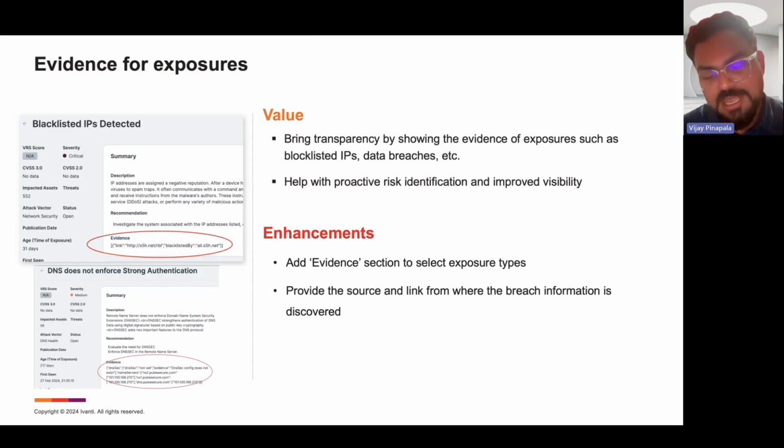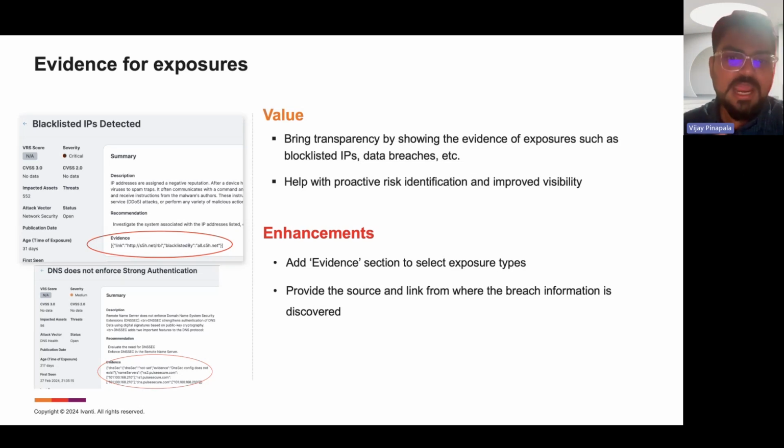Last but not the least, one more incremental enhancement we did is an improvement to the way we report our exposures. Earlier, in addition to the detail we provide on different exposure types, like I mentioned, network security, DNS health, social engineering, all these types are covered. Now with this Q4 release, you'll be seeing more evidence for these exposures. Let us say you have some blocklisted IPs, now we are presenting the source based on which we flag them as blocklisted.